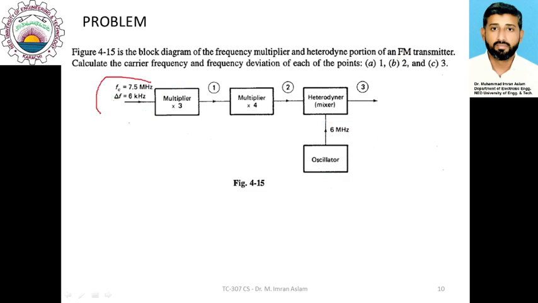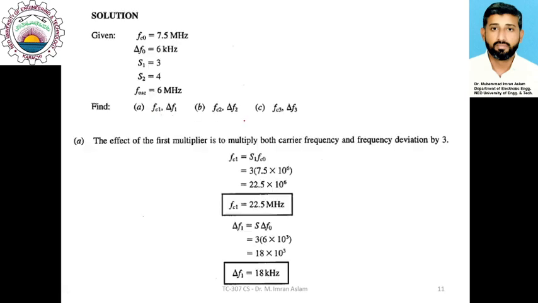The carrier frequency is given. The carrier frequency at the 0th stage, or initial state, is given as 7.5 megahertz, and delta F is given as 6 kilohertz, and we want to find the carrier frequency and delta F at all other stages, stage number 1, 2 and 3. I have differentiated them by using an appropriate subscript.